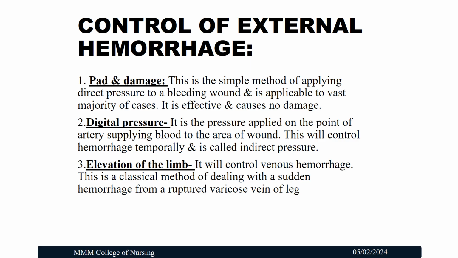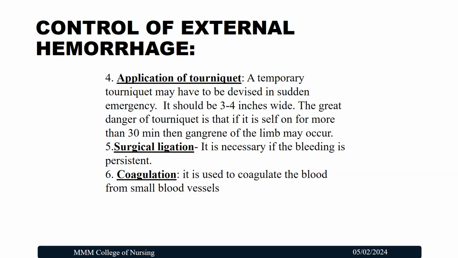So third management is the elevation of limb, which will control the venous hemorrhage. And fourth management, application of tourniquet. So a tourniquet must be tightly applied in the case of sudden emergency. The tourniquet must be 3 to 4 inches wide, and if the tourniquet remains in the same place for more than 30 minutes, gangrene occurs in the limb.